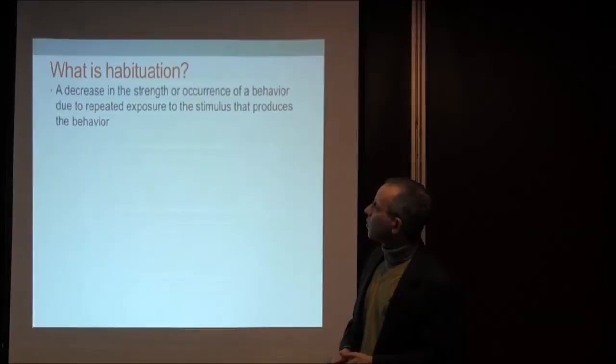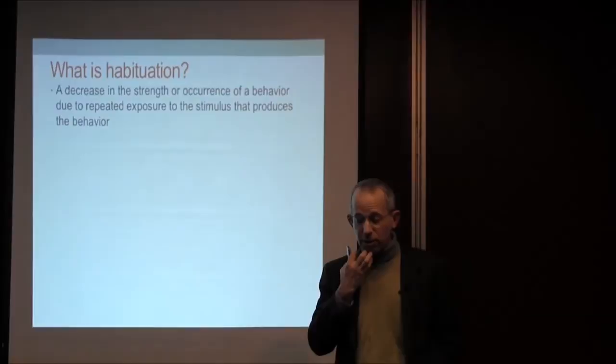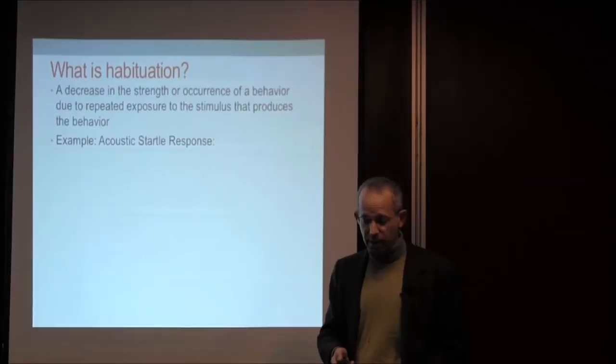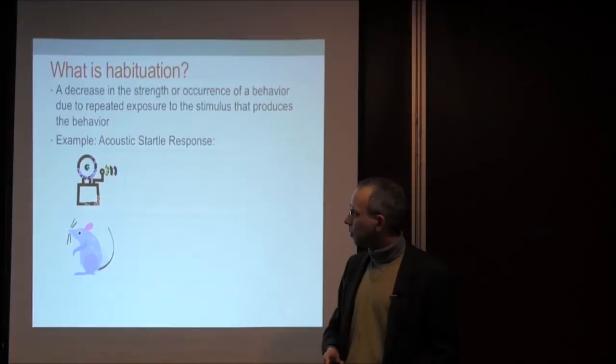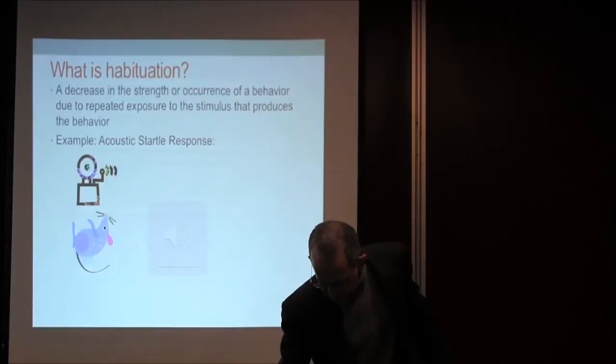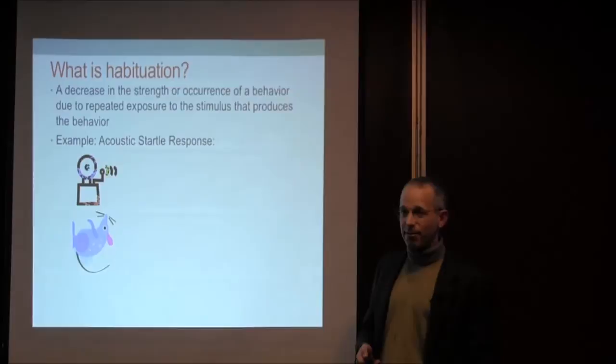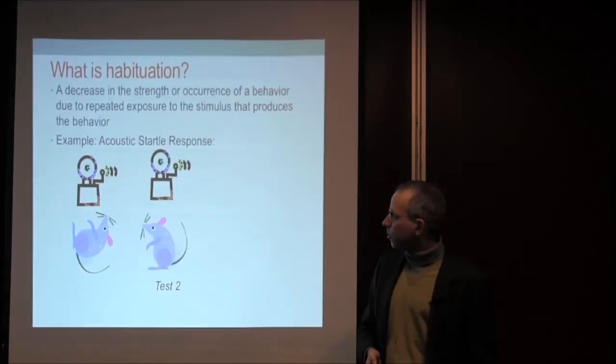So habituation is a decrease in the strength or occurrence of a behavior due to repeated exposure to the stimulus that produces the behavior. An example is the acoustic startle response, and it looks like this. So there's a rodent, mouse or rat, I can't tell. Okay, there's a bell. Okay, so there's a bell, it hears the bell, and it's startled. That's the rat kind of flipping over. That's test one. Then test two, okay, there it goes.